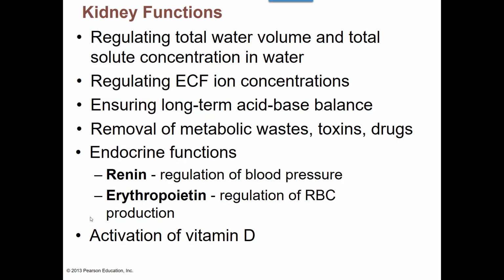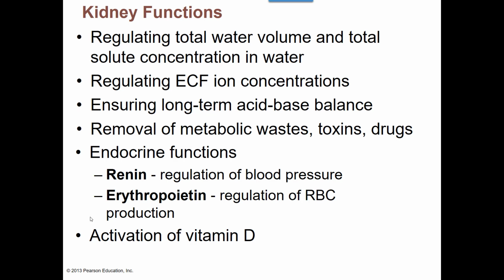Our kidneys can also regulate our extracellular fluid ion concentrations. This includes sodium, potassium, and calcium. These are the ions that are even needed in our nervous system for electrical conduction. It can help ensure long-term acid-base balance: if your blood is becoming too acidic, you have too many hydrogen ions, we can secrete some of those into our urine to get rid of them out of our body. It can remove various types of metabolic wastes, toxins, and drugs.